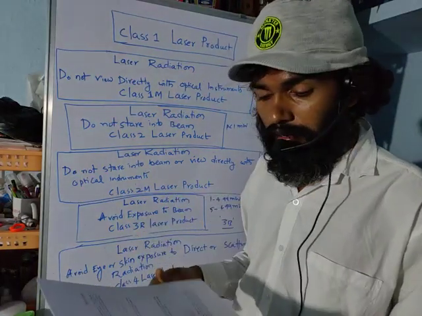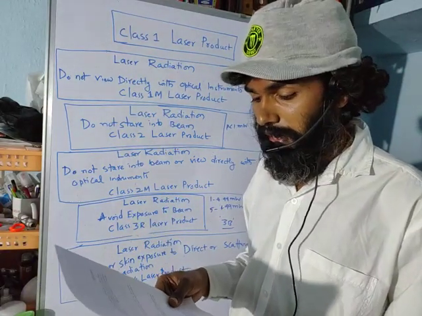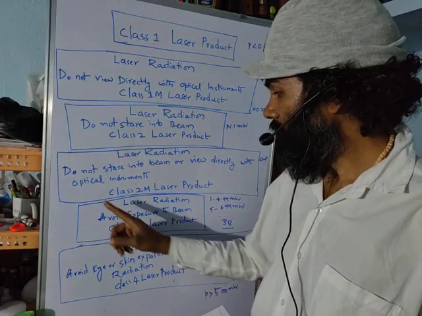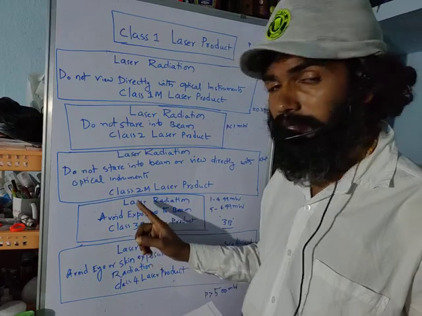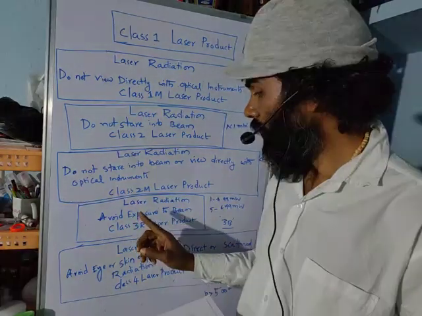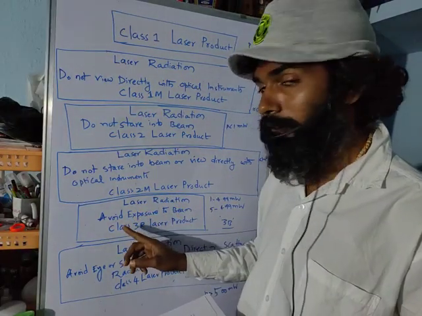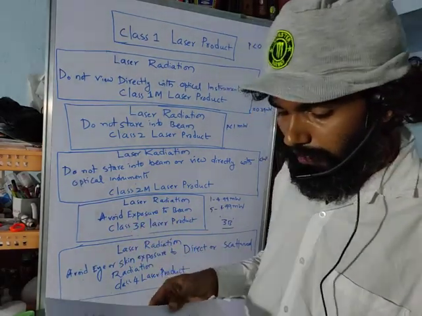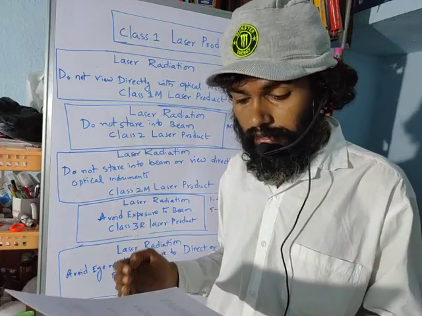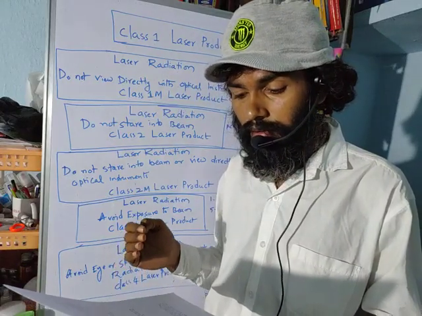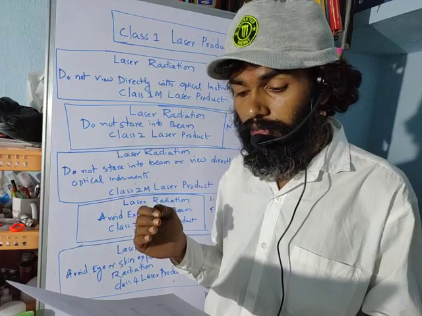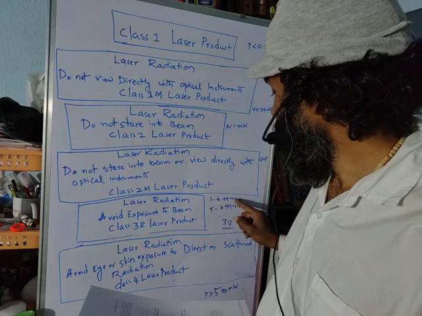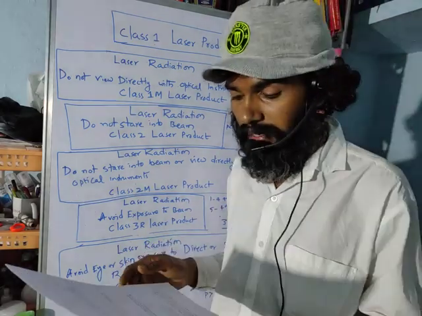Then I'll go into the next class, which is class 3R laser systems. The safety label for these has 3 lines enclosed in a rectangular box. The first line is laser radiation, the second line is avoid exposure to beam, and the third line is class 3R laser product. And these lasers emit an output power of 1 to 4.99 milliwatts.